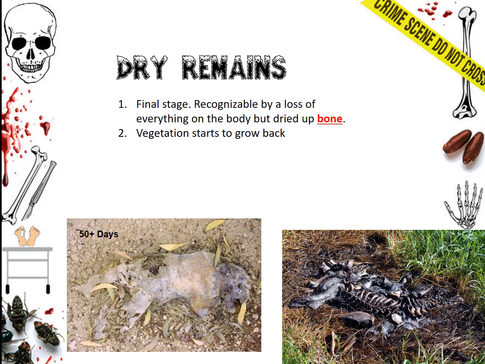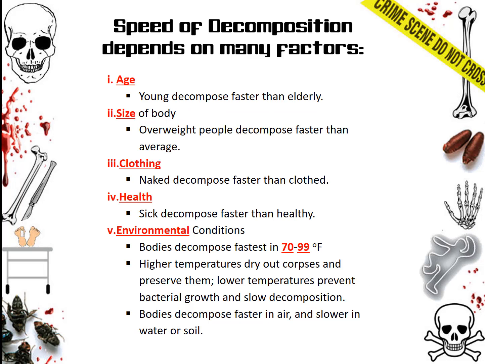And then the last thing I wanted to talk about is some of the speed factors. So young people decompose faster than elderly people. This has a lot to do with the collagen and the extra little bits of fat that we tend to have, or that you guys tend to have. Overweight people are going to decompose faster than average people. We've got more fat. Fat holds water. We're wetter. Decompose faster.